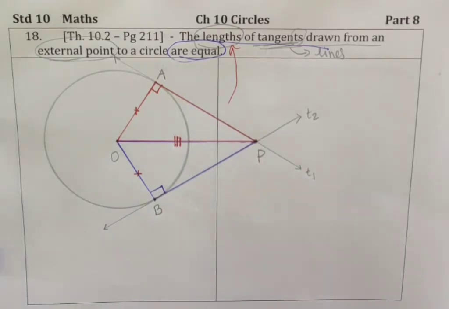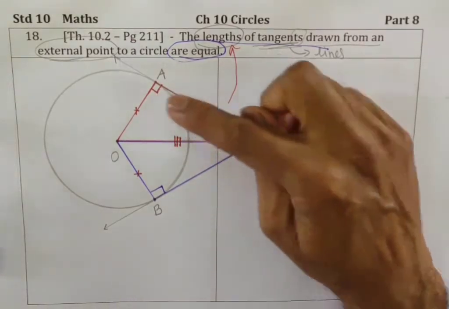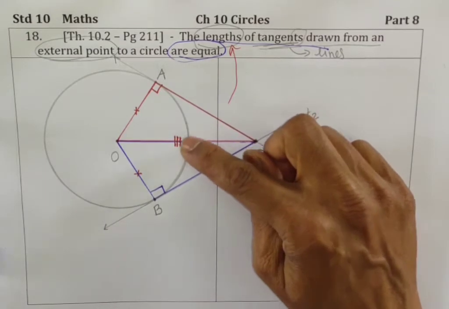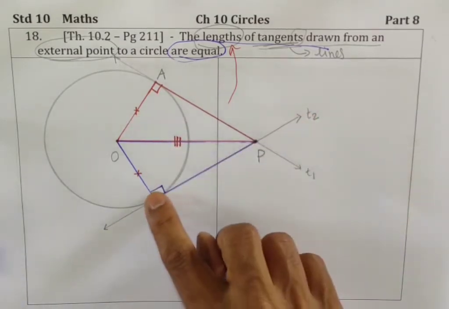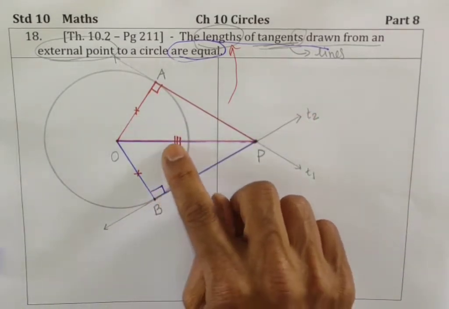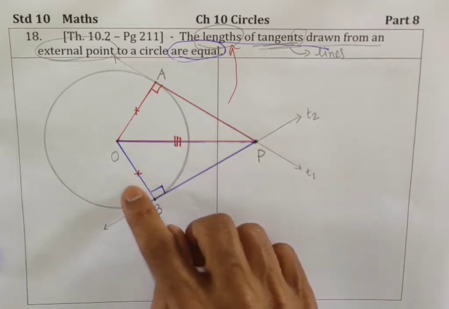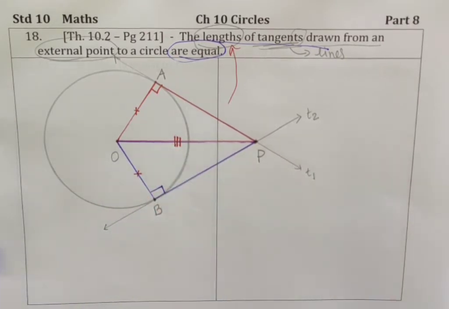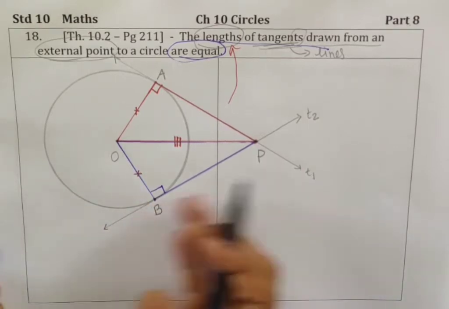So let's see which condition is satisfied. There is right angle, उसके सामने की side hypotenuse, and one more side. See here, right angle, the side opposite to that is hypotenuse, and one more side. So by RHS these two triangles are congruent. So PA equal to PB. All right. I am writing the data first, children.